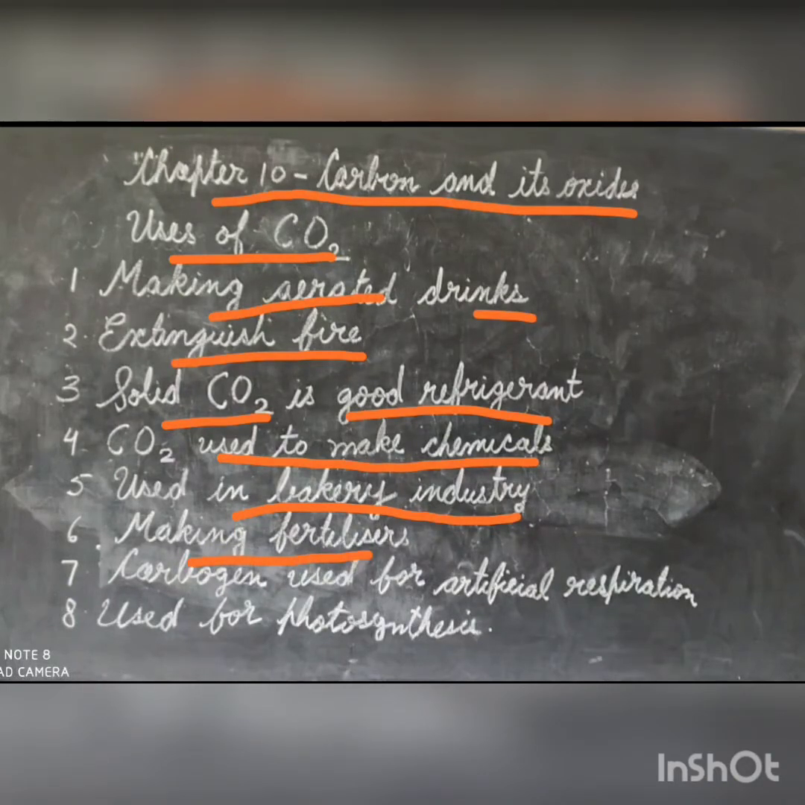A mixture of 5% carbon dioxide and 95% oxygen, which is known as carbogen, is used for the artificial respiration in hospitals. Carbon dioxide is used by plants during photosynthesis.